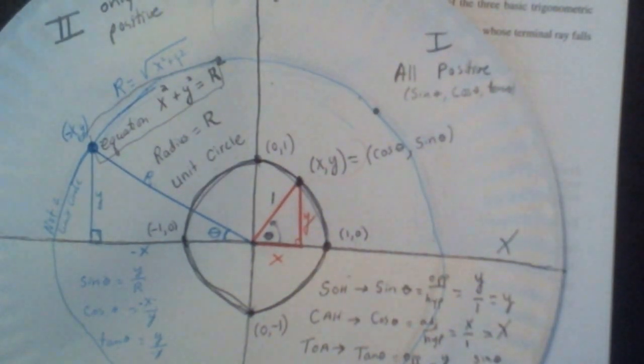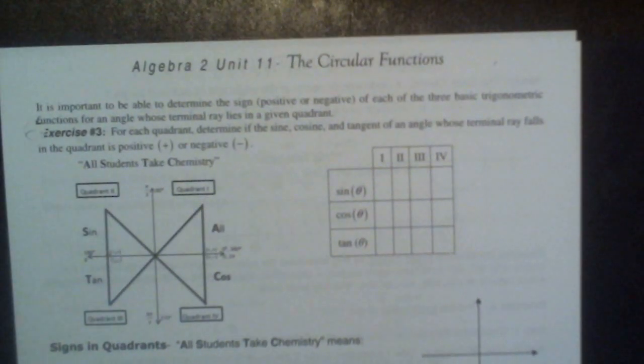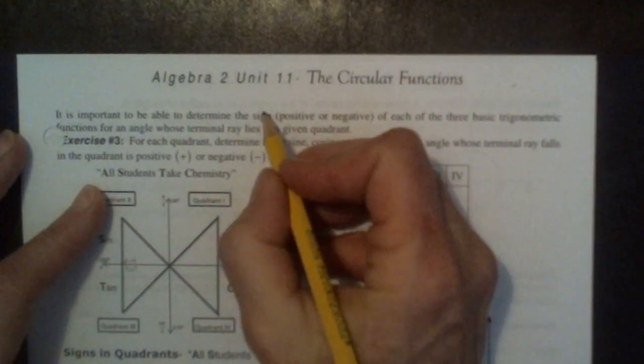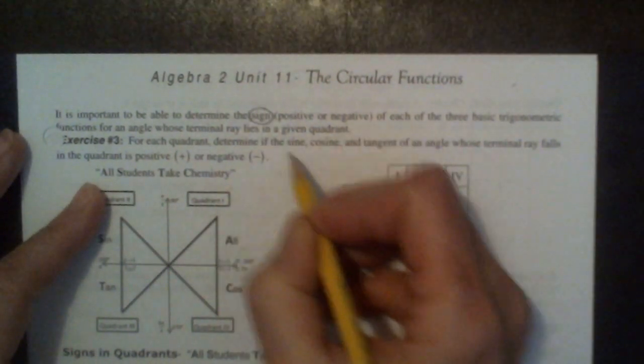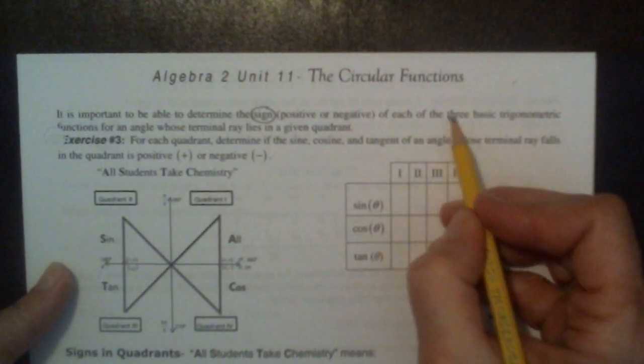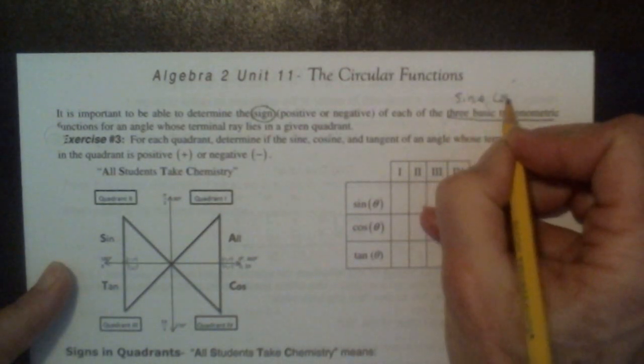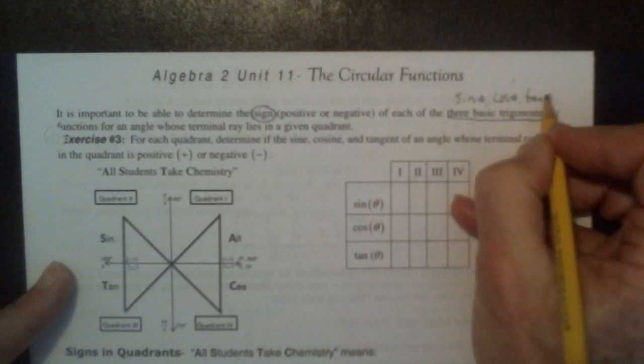So that's about all we're going to be putting on our paper plate for right now. And what we're going to do now is go over to page 358 in your notes. We're going to talk about what some of these things mean on your unit circle. So, first of all, we were just talking about the sign, positive or negative, of each of the three basic trig functions. And the three basic trig functions, remember, are sine of theta, cosine of theta, tangent of theta.